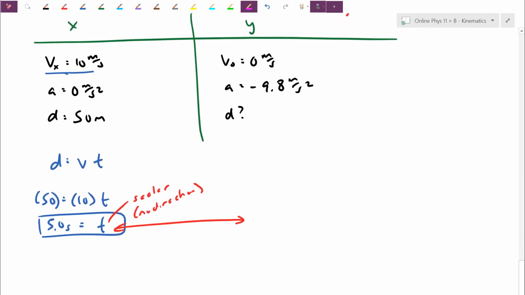So let's now take that time there. Let's do our typical formula here on the y side here. Because we do have an acceleration, I do need the full equation.